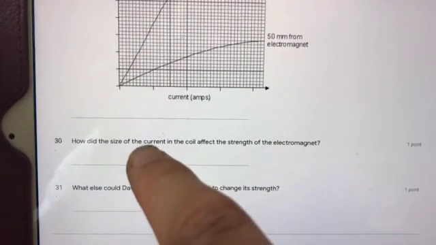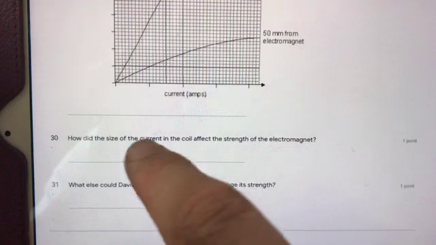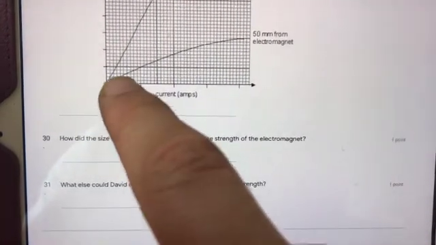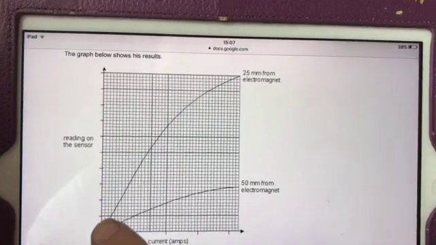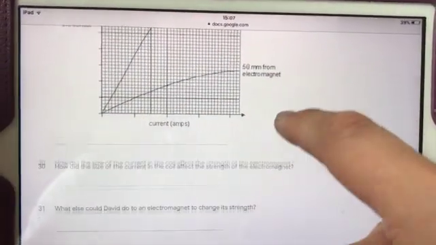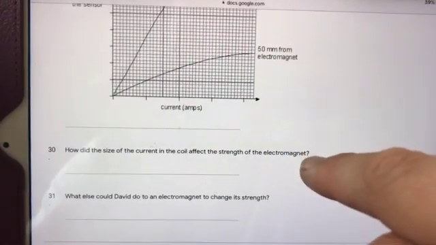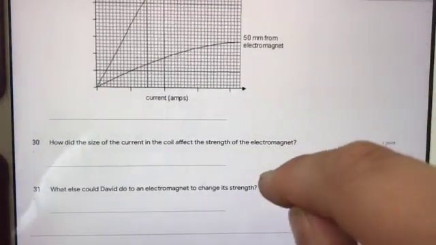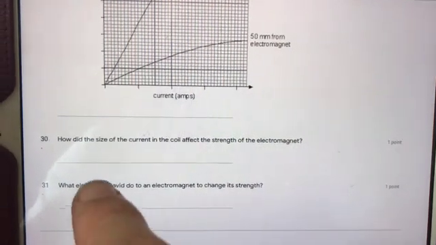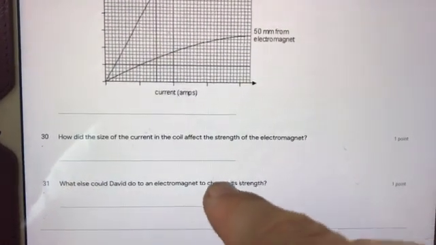How did the size of the current in the coil affect the strength of the electromagnet? As the amount of current increased, the strength of the electromagnet increased. That's my answer there. Again, using that best language there, talking about increasing and decreasing rather than getting bigger and getting smaller. What else could David do to an electromagnet to change its strength?